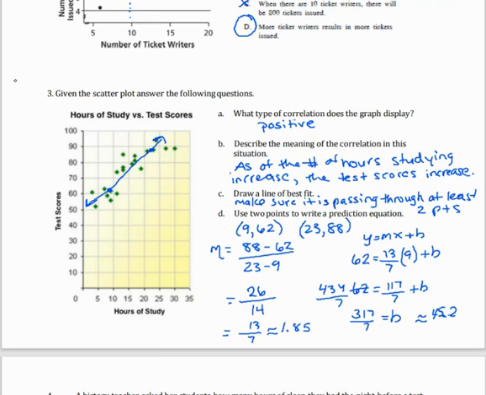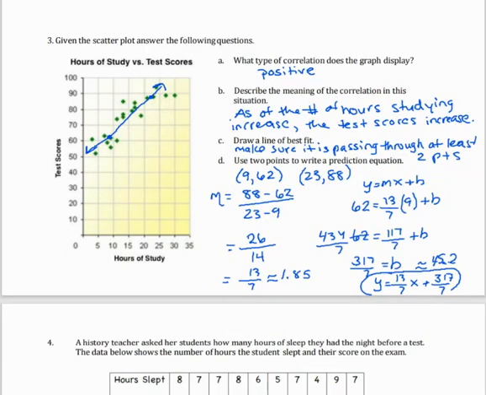Hopefully that makes sense. So with that being said, one example of my prediction equation is now y equals, my m is 13 over 7, mx plus b. Again, we won't all have the exact same prediction equation, but they should all be similar. So all the slopes should be around the same and all the y-intercepts should be around the same.